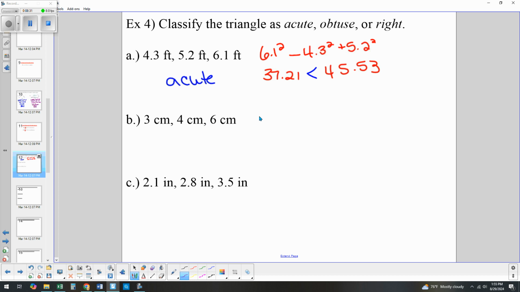For the next one, 6 is my biggest. So I'm going to have 6 squared is something to 3 squared plus 4 squared. So 6 squared is 36. Again, putting this right into my calculator, 3 squared plus 4 squared, 9 plus 16 is 25. So I have 36 is greater than 25. So greater than would make this obtuse.